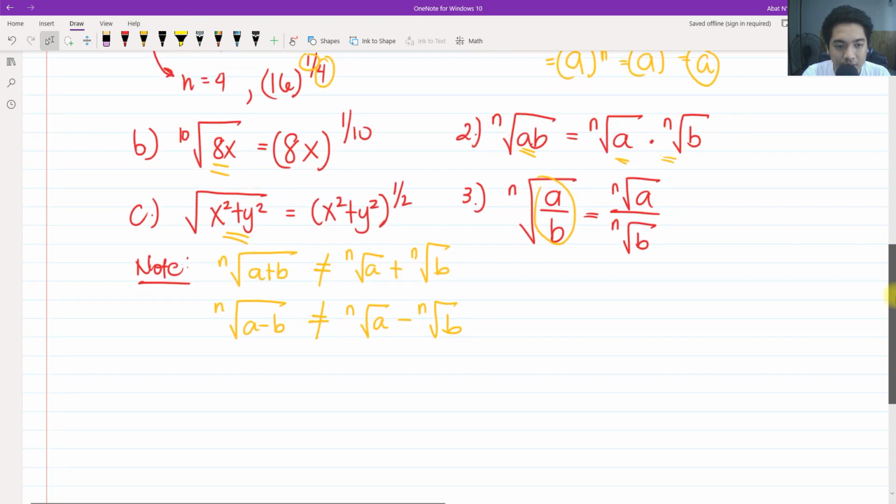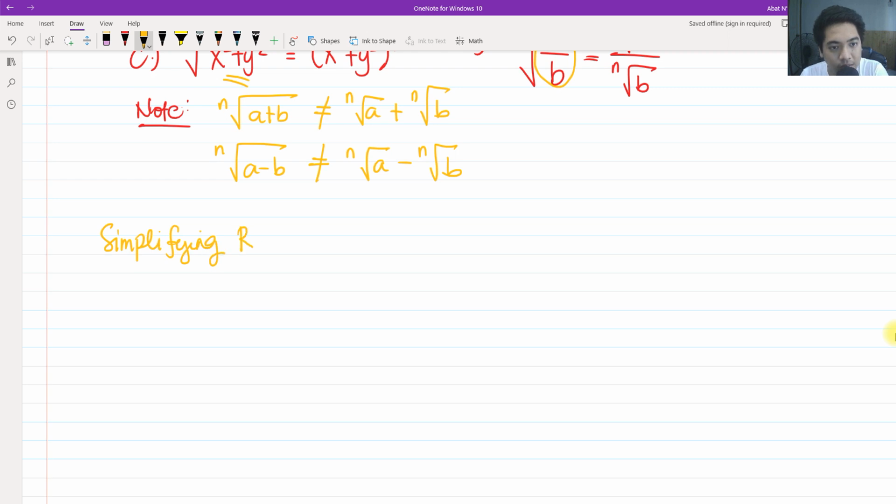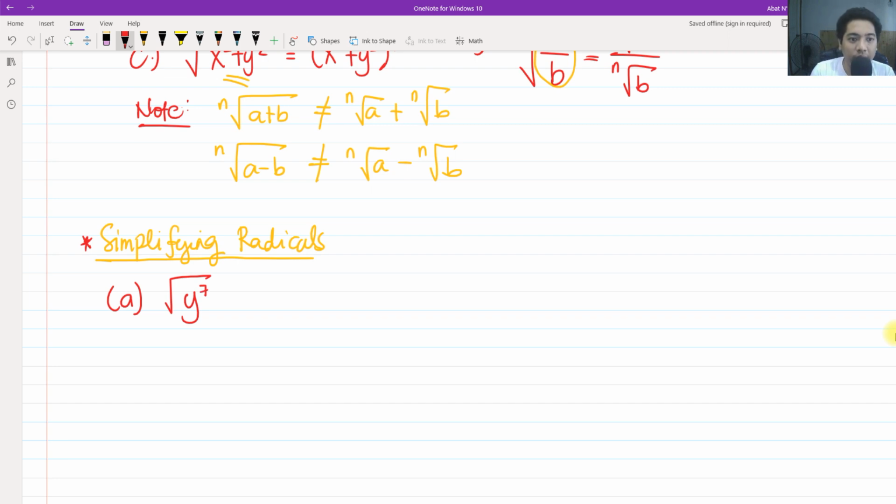Okay? So let's try to simplify radicals. In algebra, this is the most discussed topic when we try to simplify radicals. So for example, we have the square root of y raised to 7. How are we going to simplify this type of radical?